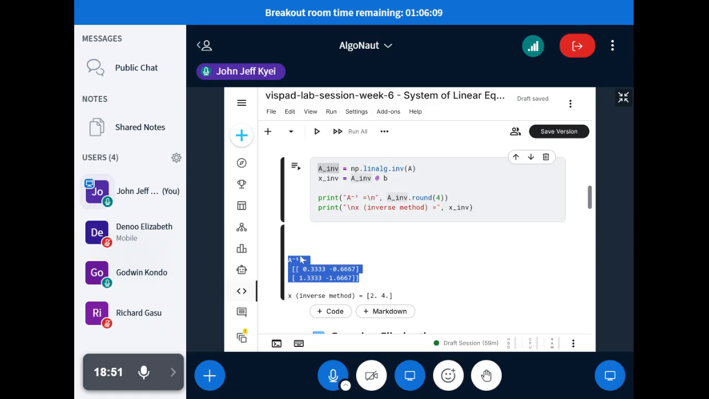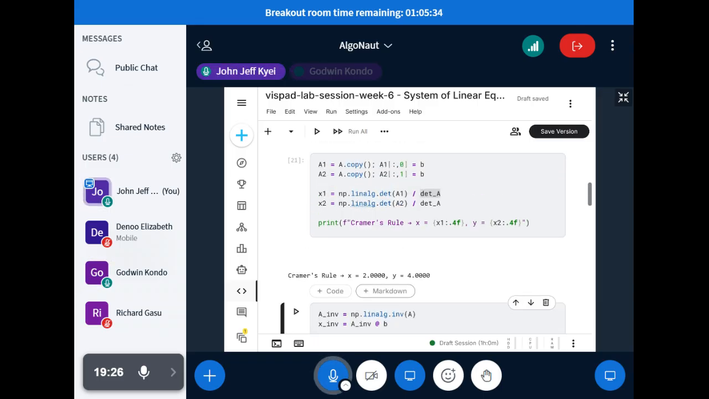This is what A inverse looks like. Based on the calculation, we have 0.333, 0, minus 0.67, 1.3 and minus 1.67, and this is the inverse of the original matrix A. The next line is computing the inverse times b. b is our vector that we already have. Doing that, you get a vector as an output, so x and y, and then you compare it to the Cramer's rule method.